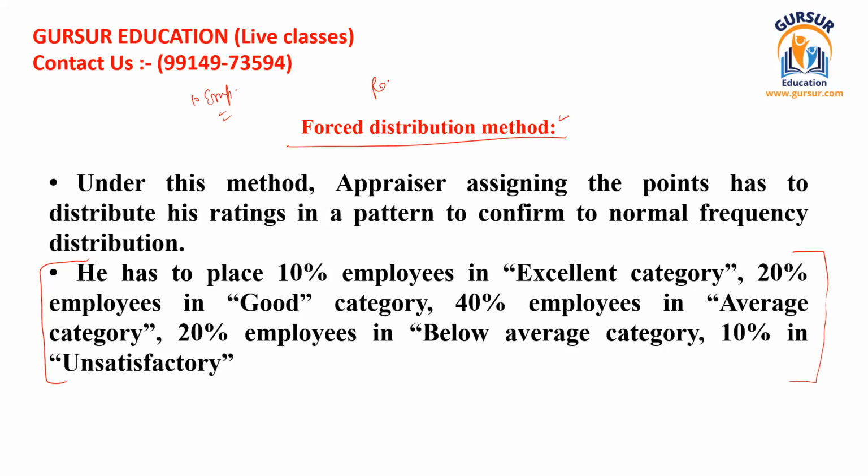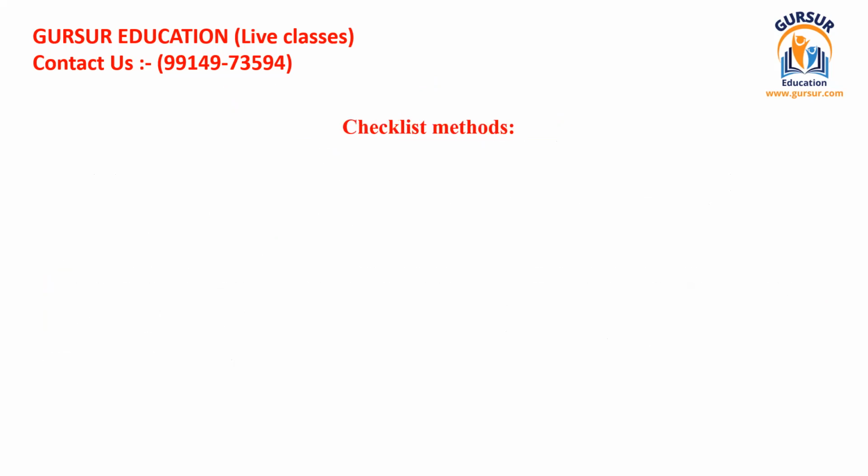For ranking and evaluation purposes, you can use any other method, but the only thing under this method is that you have to place all the employees in these 5 broad categories. This is known as forced distribution method. That was the fourth one to understand.